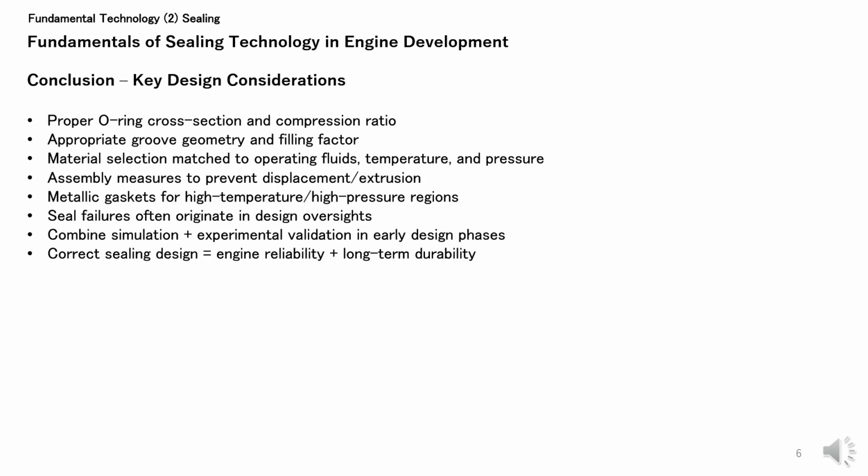Conclusion. Key considerations in sealing design for engines include proper O-ring cross-section and compression ratio, appropriate groove geometry and filling factor, material selection matched to operating fluids and conditions, assembly considerations to prevent displacement or extrusion, and use of metallic gaskets in high temperature, high pressure regions. Seal failures are often rooted in oversights during the design stage. Therefore, combining simulation with experimental validation from the early phases is essential to deriving optimal specifications. With appropriate selection and design of sealing elements, engine reliability and long-term durability can be significantly enhanced.